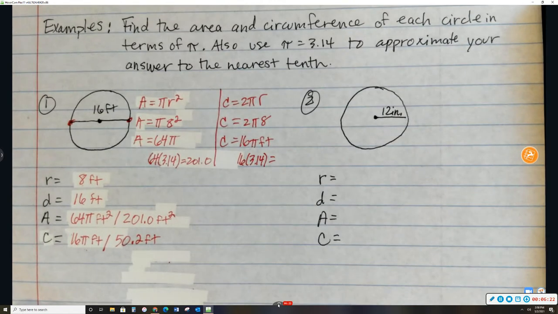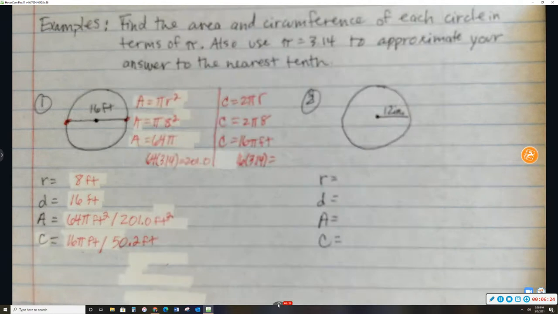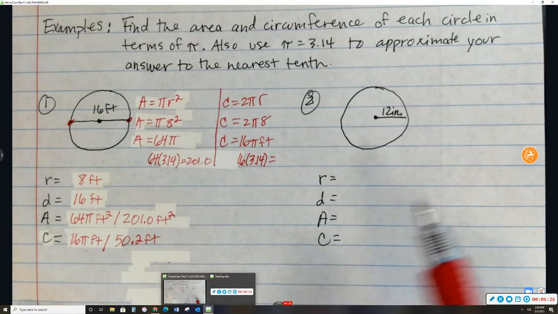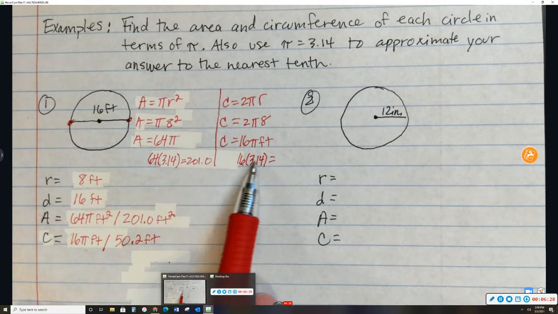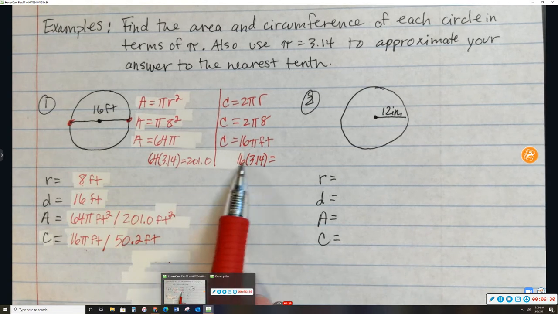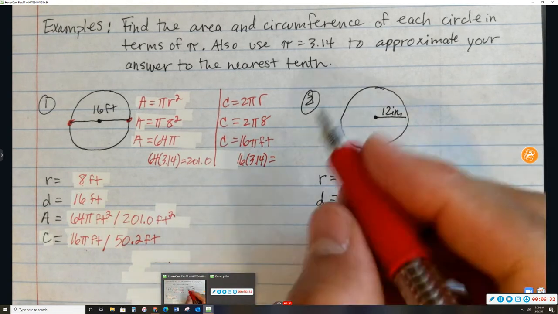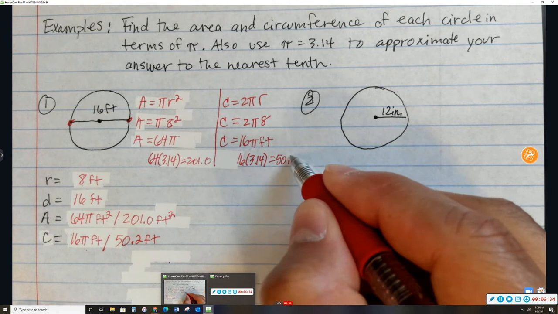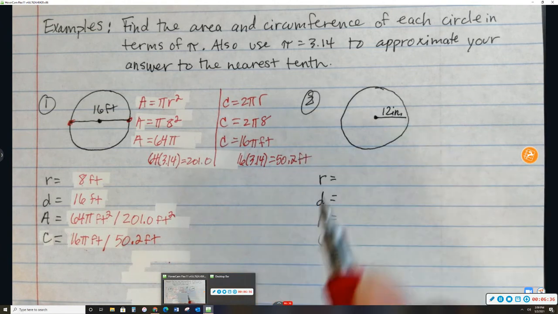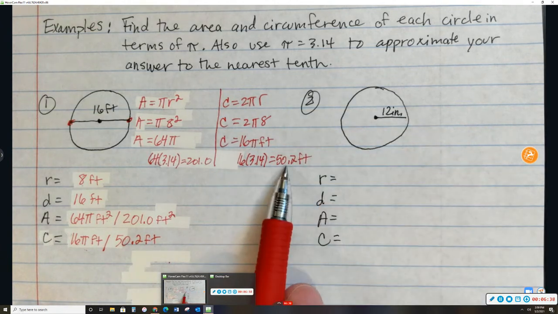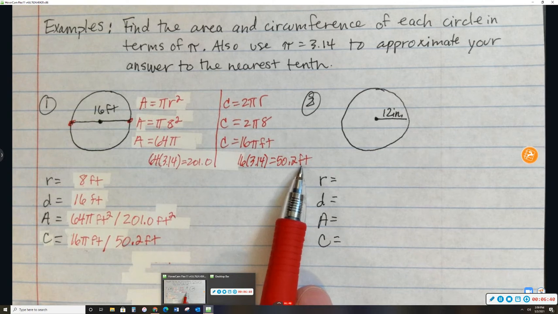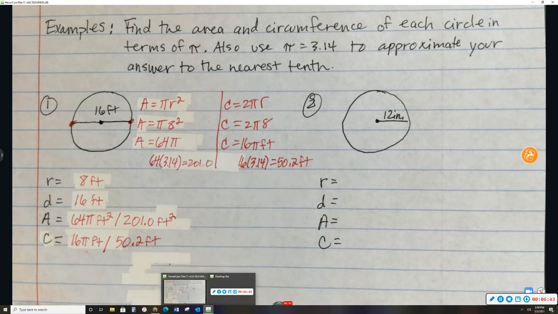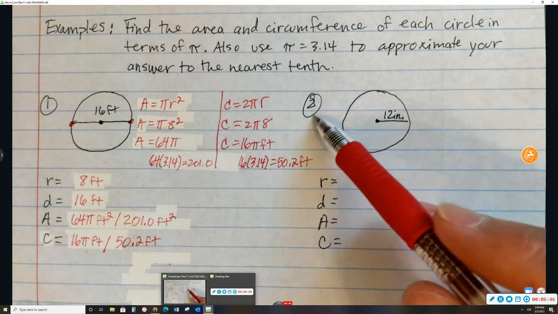Okay, so that's the first example. So I'm going to do that all over again with my number 2, but this last step here, I'm going to skip. I'm just going to type it into the calculator and not write it down. Let me put my answer in there. It was 50.2 feet. Okay, so let's go to number 2.